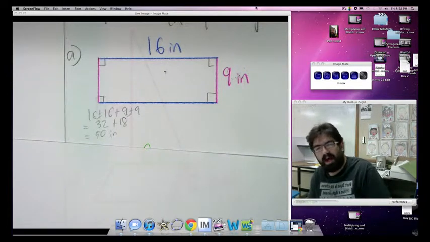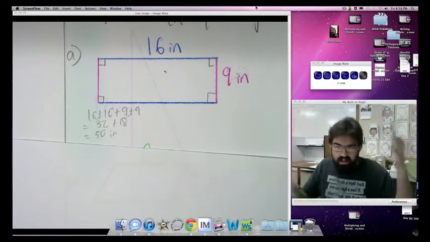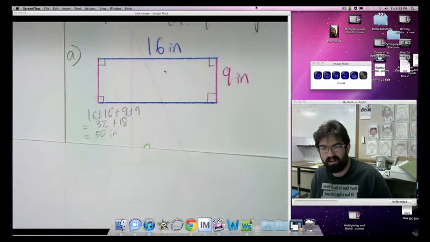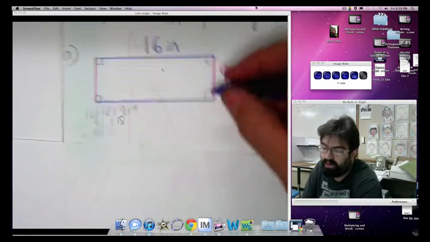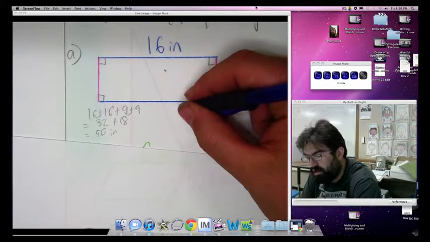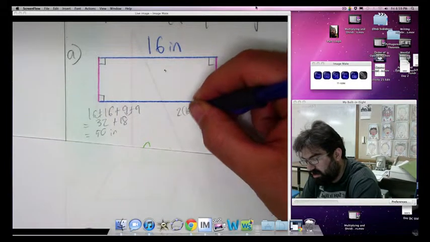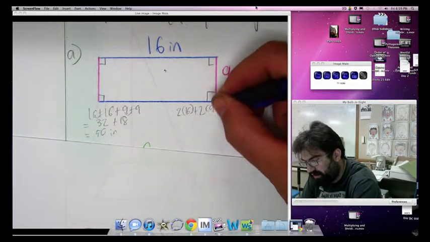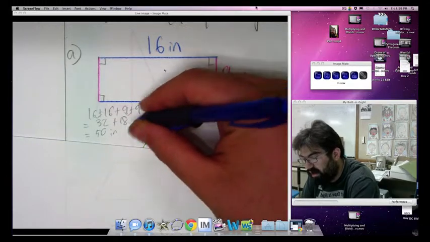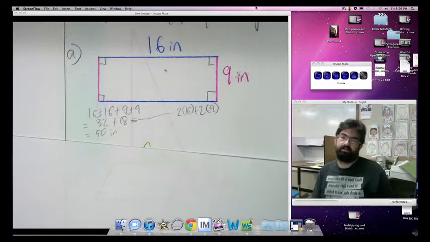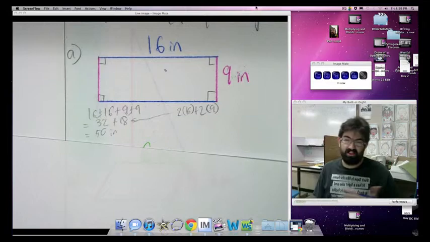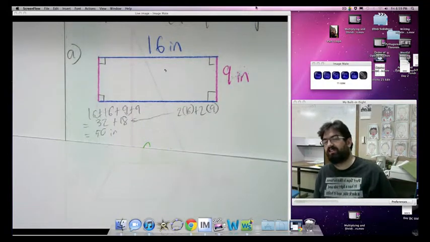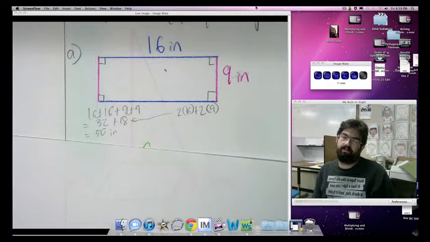But don't you notice what happened? Aren't you seeing double? I know I am. Here's another way of thinking about it. 2 times 16 plus 2 times 9 is equal to this, isn't it? 2 times 16 is 32. 2 times 9 is that. Cool. Here's another idea.